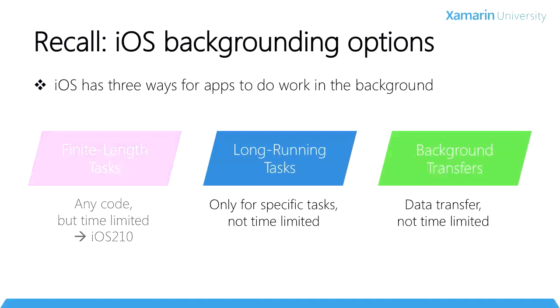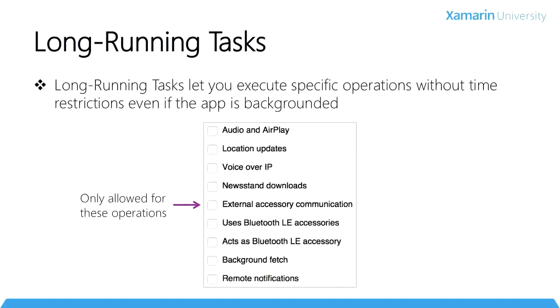So we covered the first part. Now let's focus on the last two options, long-running tasks and background transfers. Long-running tasks can be used for different operations. We're going to talk about audio today, but you can also realize location updates or create a voice over IP application. Maybe you want to download data for your newsstand content or communicate with some external accessories, and they can be connected either via Bluetooth or to the Lightning connector.